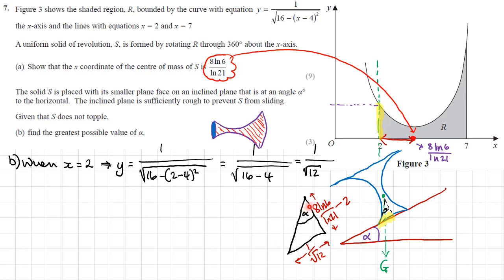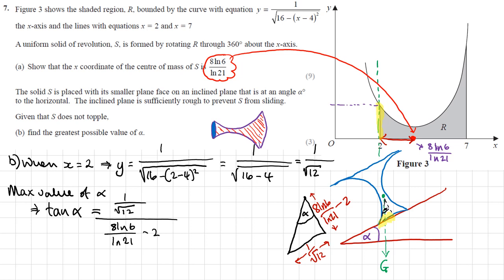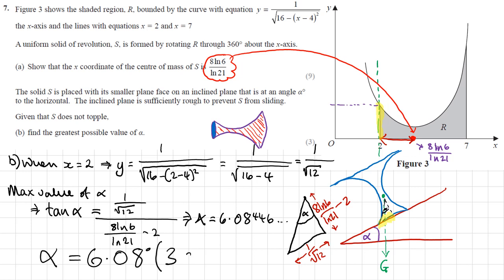So I can now find that angle alpha, because remember that angle alpha there is going to be the same as the maximum incline. So the max value of alpha is going to be when this line of action goes through the corner of the shape, and that will be when we get a diagram that looks like this. And the tan of that angle, because we have the opposite and the adjacent to that angle, is going to be the opposite, 1 over root 12, divided by 8 log 6 over log 21 minus 2. So we put all of that in our calculator and do the tan inverse of that to find alpha. From my calculator in degrees, I get 6.08446 and so on. We want to give that to 3 significant figures, so 6.08 degrees.